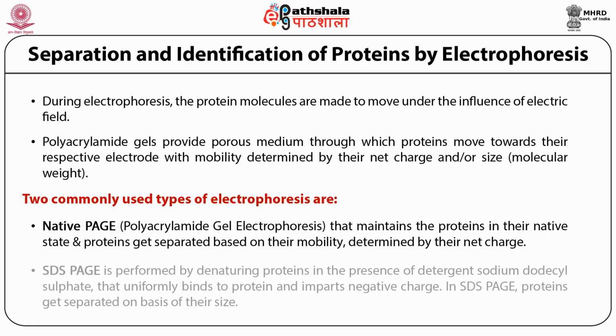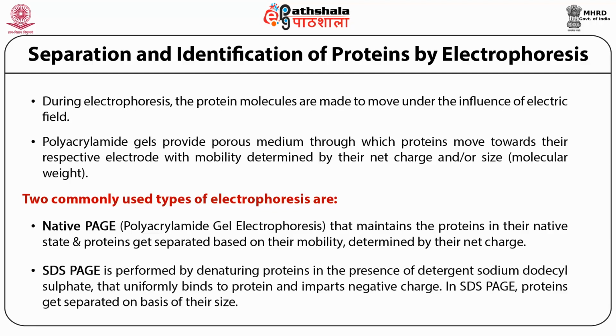In the case of SDS PAGE, the separation is performed under denaturing conditions in the presence of detergents like sodium dodecyl sulfate. This detergent uniformly binds to protein and imparts a negative charge. On an average, 1 molecule of sodium dodecyl sulfate binds every 2 amino acid residues. In case of SDS PAGE, proteins get separated on the basis of size.